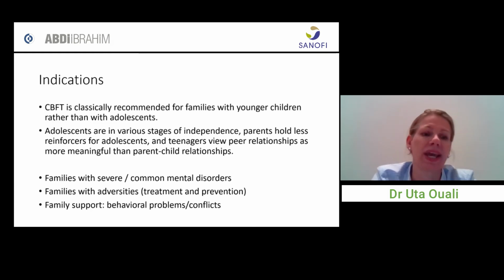Now, concerning specific indications, there are interventions which are designed for families with severe or common mental disorders. For example, families with children or adolescents with bipolar disorder, with autism spectrum disorder, or at ultra high risk, or for children with anxiety disorders or depression. Then there are interventions for families with adversities, for example, child trauma, sexual abuse, suicide within the family, and so on. And these interventions can work as treatment or also can have a preventive aspect.